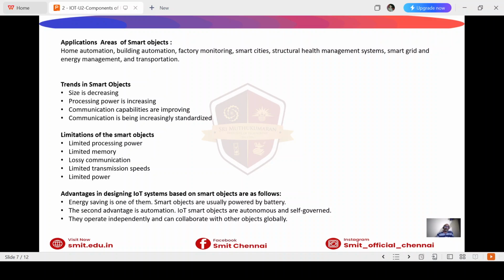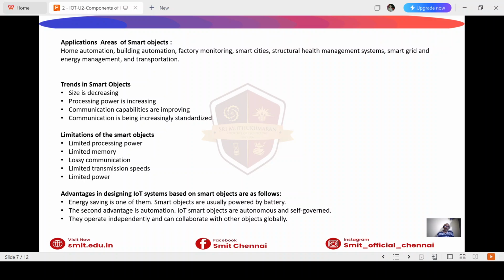What are the trends in smart objects? Size is decreasing, and processing power is increasing at the same time with low battery power consumption. Communication capabilities keep increasing nowadays, and they have been standardized. But what are the limitations of smart objects? We have limited processing power, limited memory, some communication loss, and limited transmission speed. Speed is very slow, and we have limited power. These are the things which we need to overcome in the coming future.